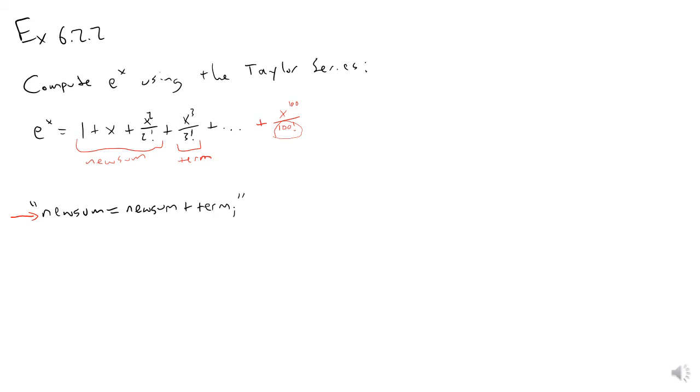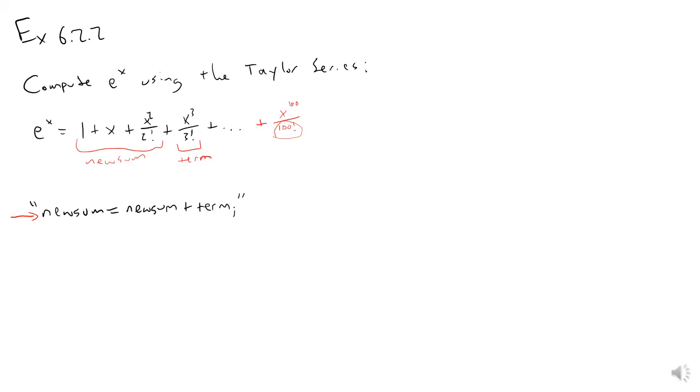So the while loop is set up to stop whenever it reaches that point. Whenever it thinks that there's no difference between the old sum and new sum, it's going to stop and tell us the answer. That's the setup for this algorithm. Again, look at that code. That code is our algorithm for implementing the Taylor series.